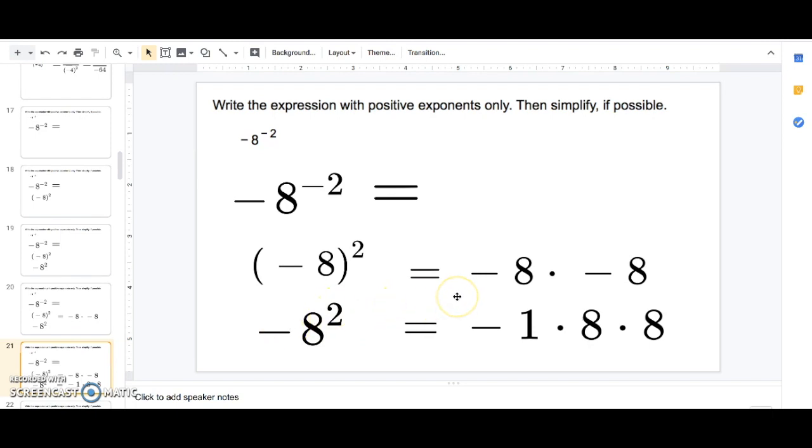And it may not seem significant, but when you multiply these together and if you put them in the calculator, you will get two different signs. This one will give you a positive 64, this one will give you a negative 64. And that's important to know the difference, because when we do this problem, if you put it in the wrong way in the calculator, you're going to get the wrong sign. And I'll show you visually on the calculator for the next part.